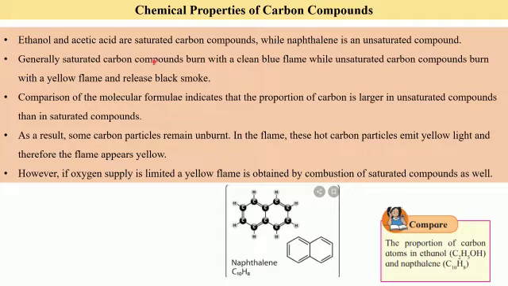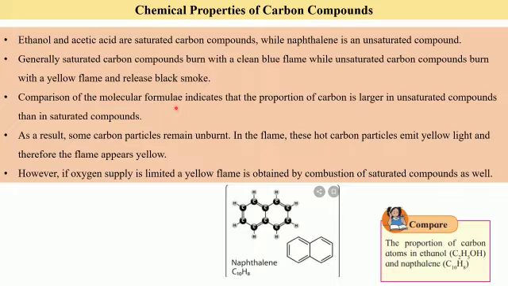And it makes use of various saturated hydrocarbons like butane, isobutane, propane in it. So LPG contains all saturated hydrocarbons, and hence it gives a clean blue flame or an oxidizing flame. But unsaturated compounds burn with a yellow flame and they even release black smoke, and the flame that is given by them is also called a reducing flame.